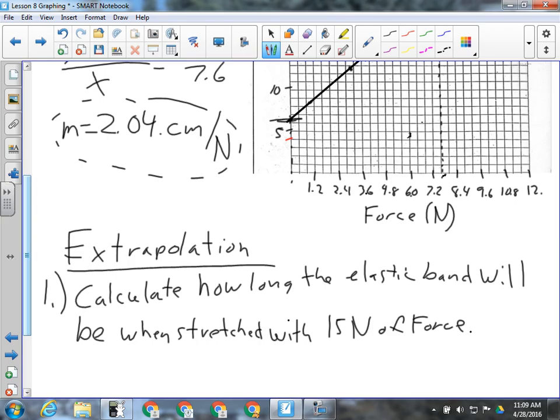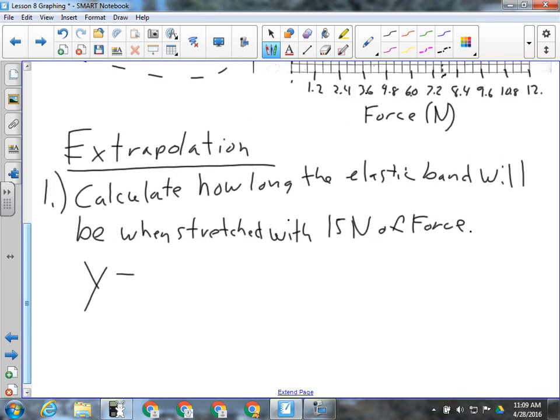So they're asking me to find length. Is that on the y-axis or x-axis of my graph? It's on the y-axis. So I'm solving for y. I'm going to use this equation, y equals mx plus b. I know what m is because I already calculated it. It's whatever your slope is. Mine was 2.04. And I know what b is. It was 6.5. Those numbers stay. Once you've got m and b calculated, they are valid for any value of y or x.